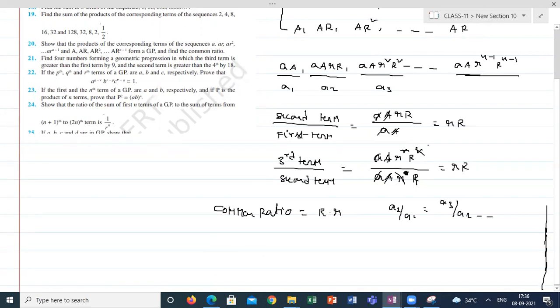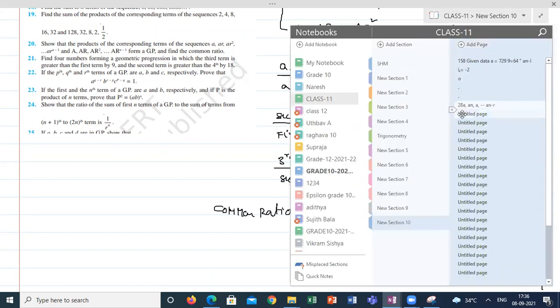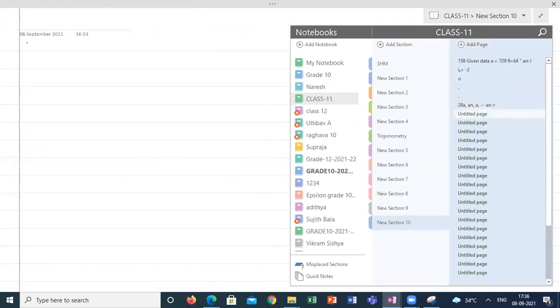Anything you can write as a concluding statement. Only the thing is, instead of numbers, they gave the variables. That is the only difference between the previous question and this one.